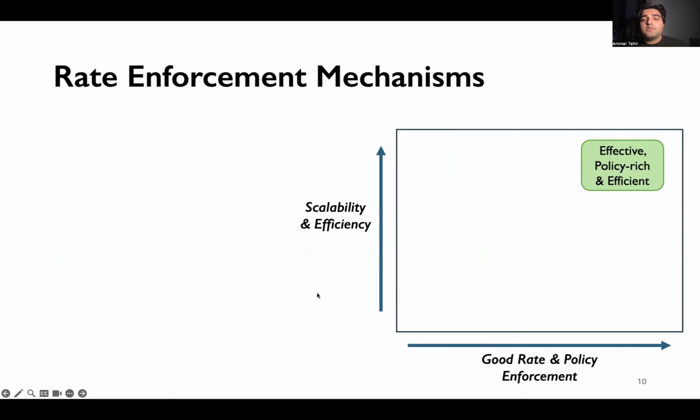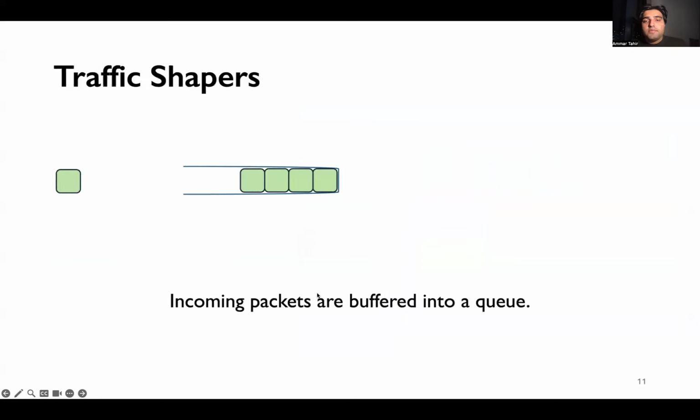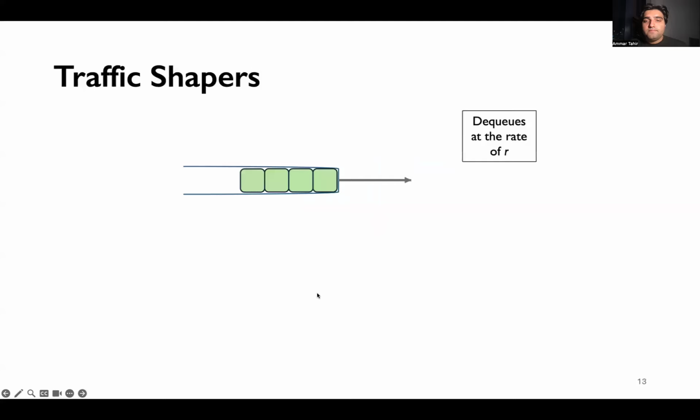We have two options to do rate enforcement today: traffic shapers and traffic policers. Shapers buffer packets in queues and dequeue them at the desired rate. Incoming packets are stored in a queue, and over time, packets are dequeued from the queue at the given rate.